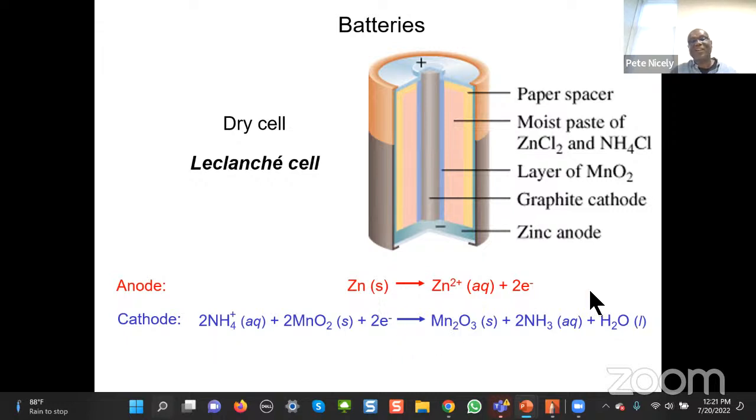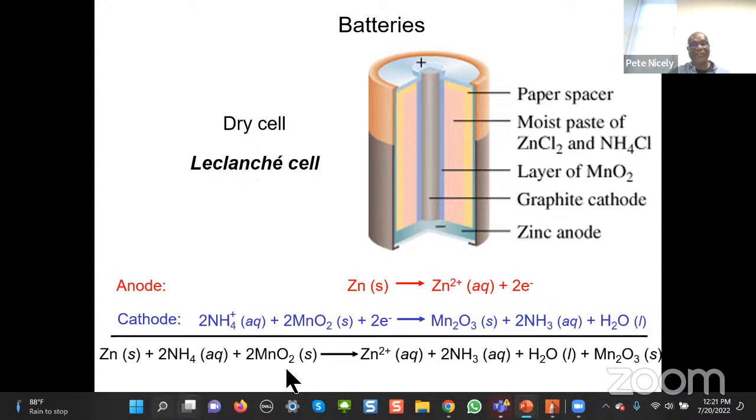So this is the anode reaction, the oxidation reaction. This is the cathode reaction, the reduction reaction. When you add these two together, you're going to end up with the net equation, right? And that's basically how this works, all right? So that's what we call the dry cell, also known as the Leclanché cell, right? So that's just one example.